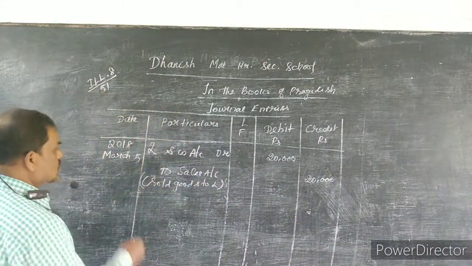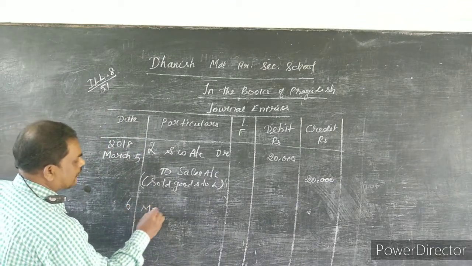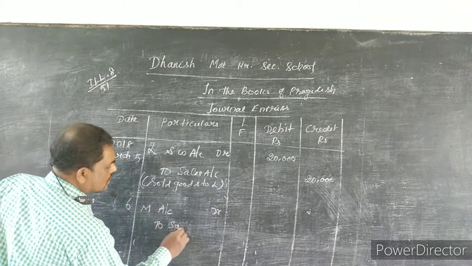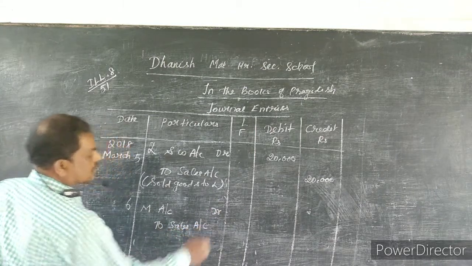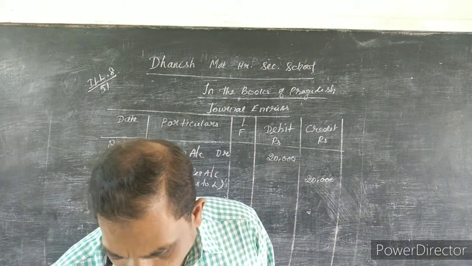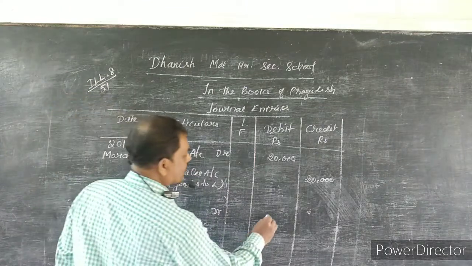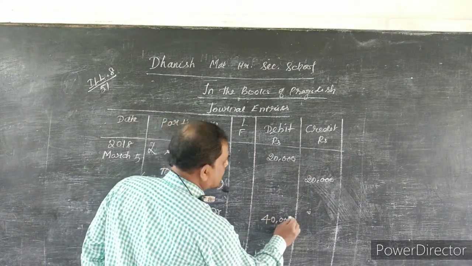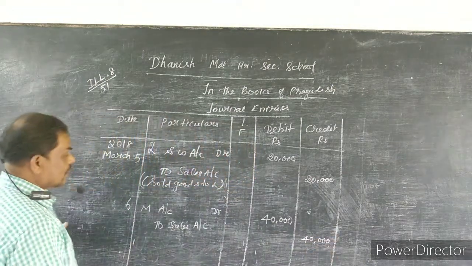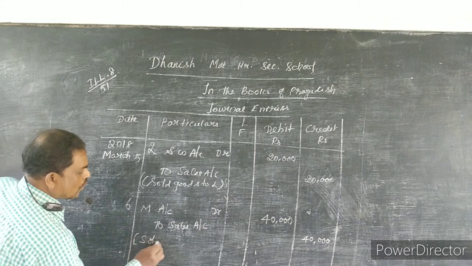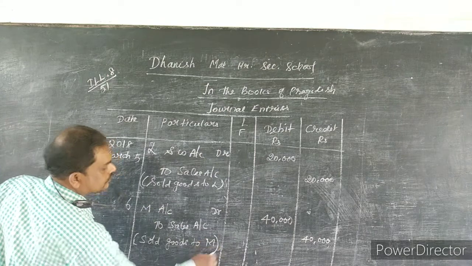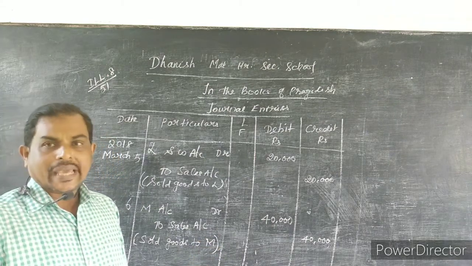M account. So date is 6, M account debtor to sales account. What is the amount? The amount is rupees 40,000. Debit 40,000, credit 40,000. Okay. Then narration is what? Sold goods to M.